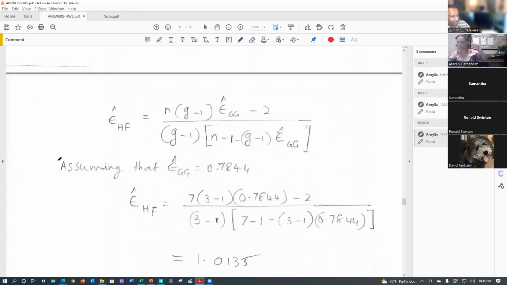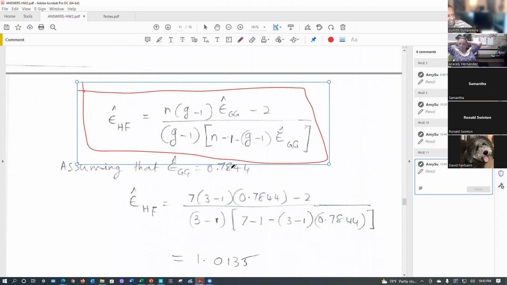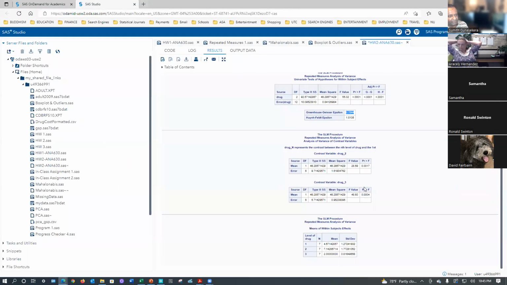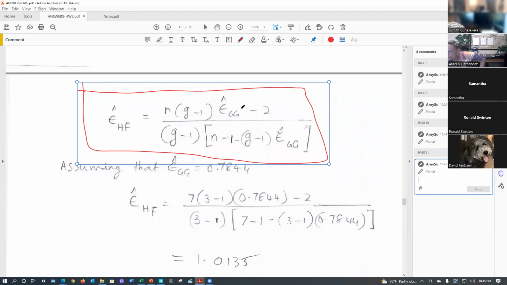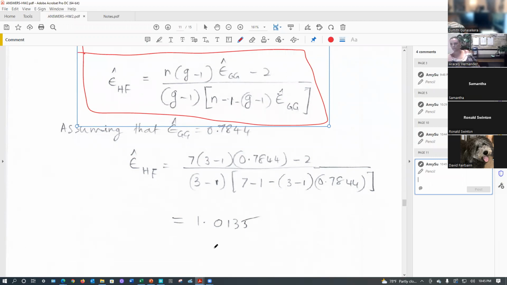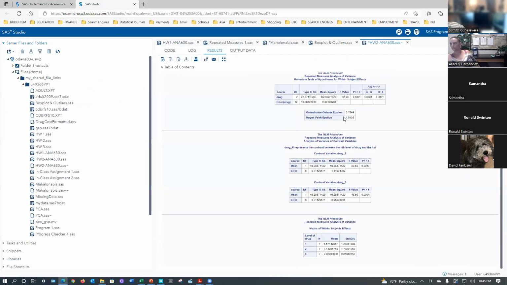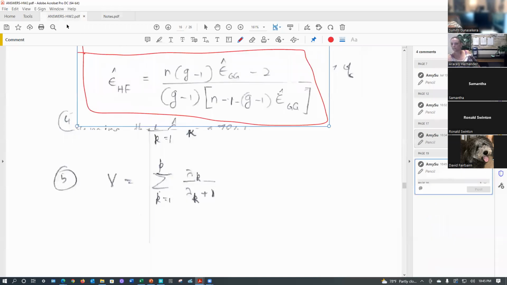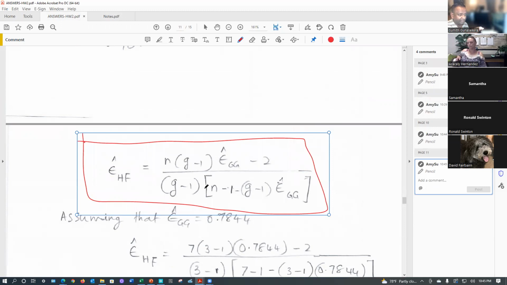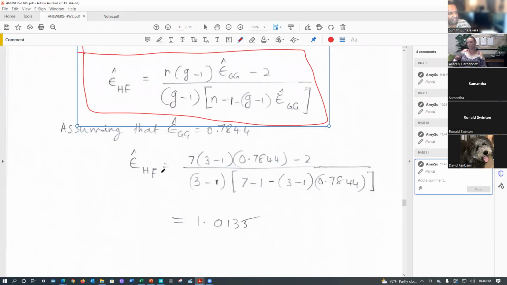Then what I did was assume the right one, not my answer but the answer I had on that SAS printout for the GG epsilon. I utilized that epsilon and calculated the other one using the other formula. For the Huynh-Feldt, whatever you got from this should be rectified like this. So I did 7 n e3 0.7844, minus 2, then 1.0135. That's right, it is very consistent. So there's some mistake somewhere in my calculation. I had to double check here. They didn't ask us to do that, but I did it to make sure we're using the right formulas.